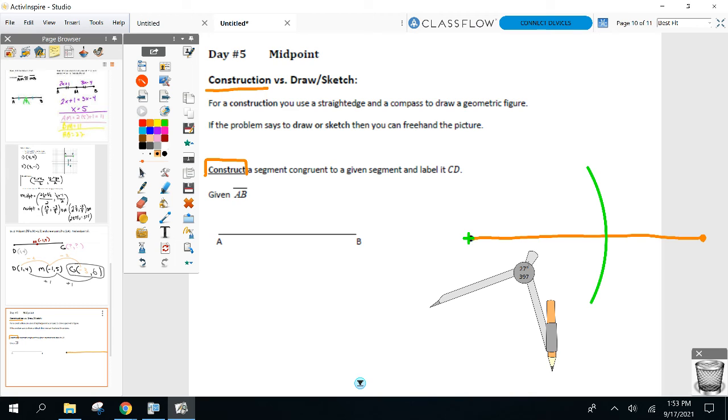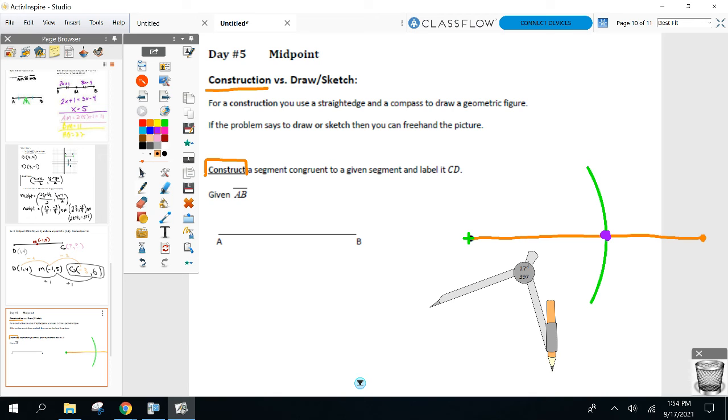All set? See where your arc went through your line segment? Put a point there. Everyone see that line segment now, from what I gave you to where the arc hit? Guess what? It's congruent to AB. It's the same length.